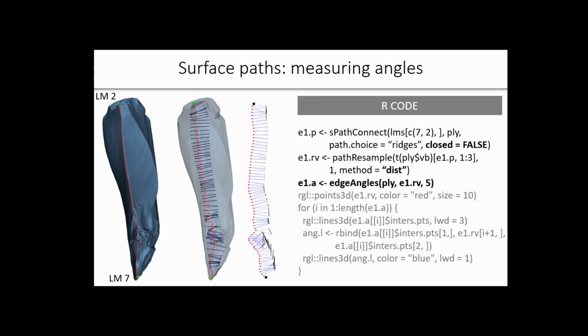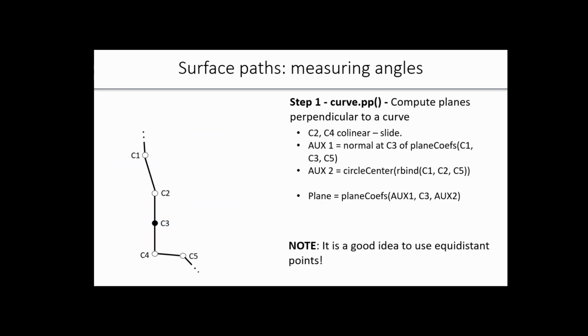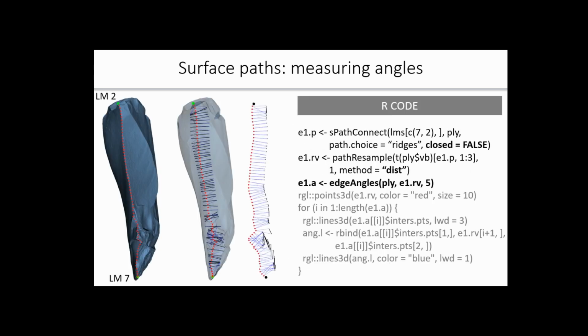So how does this actually work? Well, again, you connect these landmarks using the sPathConnect function, then you resample the path to equidistant points, using the distance option so that they are located at a distance of 1 millimeter from each other, and then you just request the angles at a distance of 5 millimeters. This code over here is simply doing this plot, which shows you where exactly things have been measured. Things are messy over here because the edge is messy over there. These calculations are done fully in 3D, so it just follows the contour of the edge.